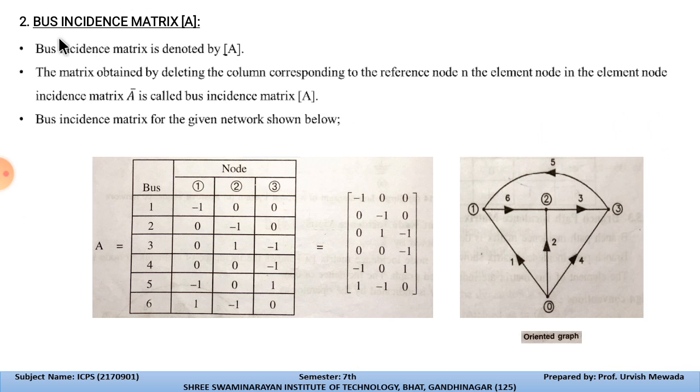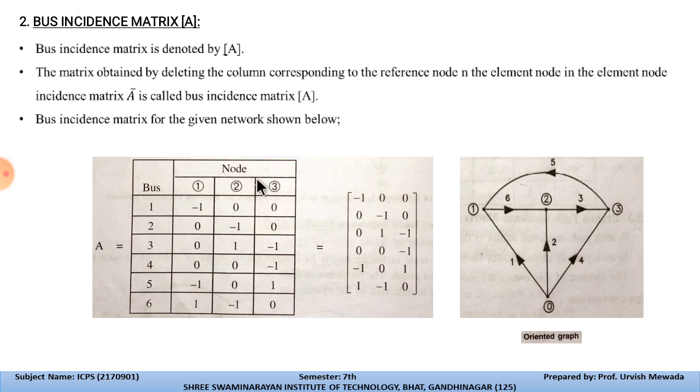So let's see the second part, that is the bus incidence matrix. We can form the bus incidence matrix A with the help of this oriented graph. The same oriented graph is drawn over here. Here the bus incidence matrix is basically denoted by A. So A is equal to, here in the horizontal line the number of nodes are taken, and here the number of branches, meaning elements, are taken. So we have the 6 elements, and we have the 6 nodes. Now how can we form the bus incidence matrix?